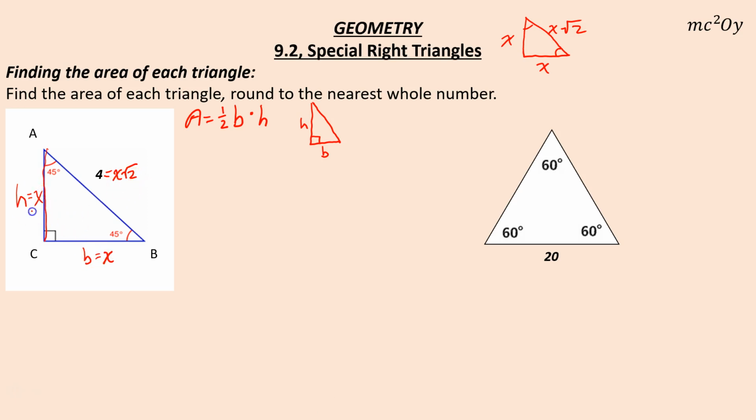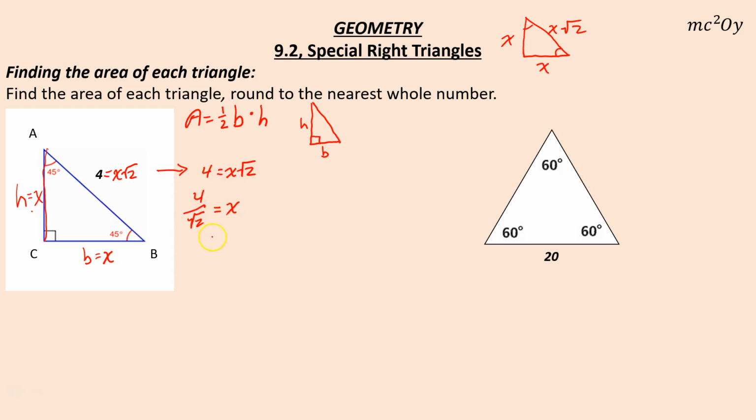Okay, so really these two measures are going to be the same. We should know that. It's an isosceles triangle. So this right here, 4 equals x root 2. Let's solve that real quick. So if I know 4 equals x root 2 and I want to solve for x, I'm going to divide both sides by root 2. So I get 4 divided by root 2 equals x.